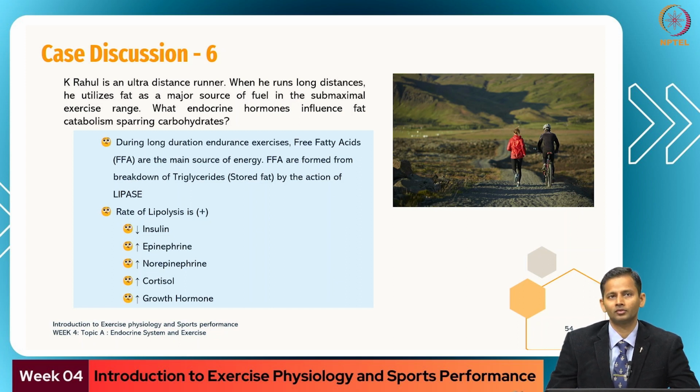During the long duration run in the endurance activity, you have free fatty acids as the main source of energy, and these are broken down from the stored fat by the action of a hormone called lipase, and most of the hormones act at this level to increase the rate of lipolysis. So the rate of lipolysis is stimulated by a decrease in the level of insulin. Why? Because insulin is an anabolic hormone. So, if the insulin level is low, it favors catabolism.